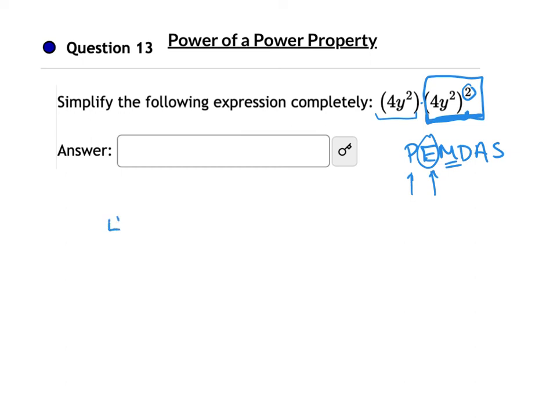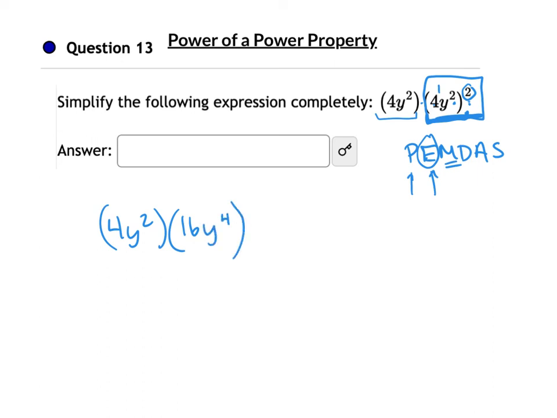This becomes 4y squared times, and now I need to square everything. I'm going to take 4 to the first and square it. That's 4 times 4, which is 16. And y squared and square it, and this is a power on a power. It's 2 times 2. Not 2 plus 2. Those happen to be the same thing, but keep in mind you're multiplying your powers when you have a power on a power. And 2 times 2 is 4, y to the fourth.